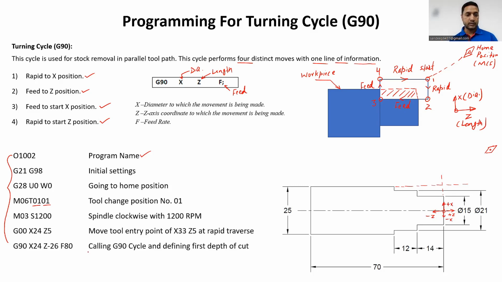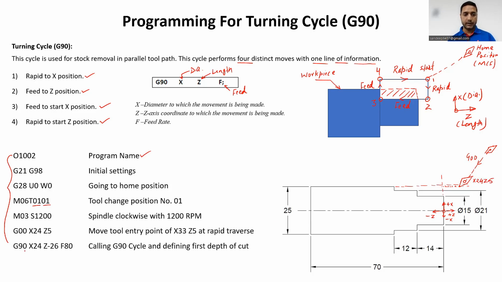Let me locate this position for you, X24 and Z5. X24 means it will be below the 25, so let us say this is the 24 line, and Z5 will be 1, 2, 3, 4, 5. So at this particular location, we are reaching from the home position with rapid traverse, and this is the location X24 and Z5. I hope it is clear to you now.